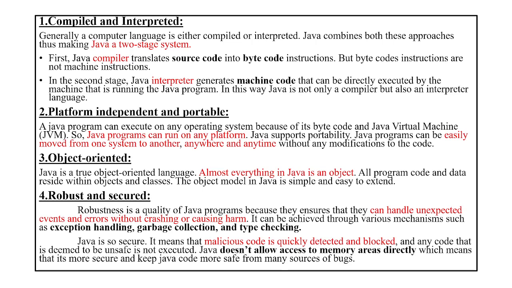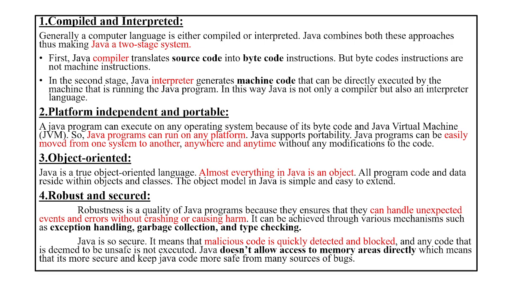In the second stage, this byte code is given as an input to the Java interpreter. So the Java interpreter takes the byte code as an input and then generates the machine code as an output. In this way, Java is not only a compiled but also an interpreted language. Hope this point is clear for you.